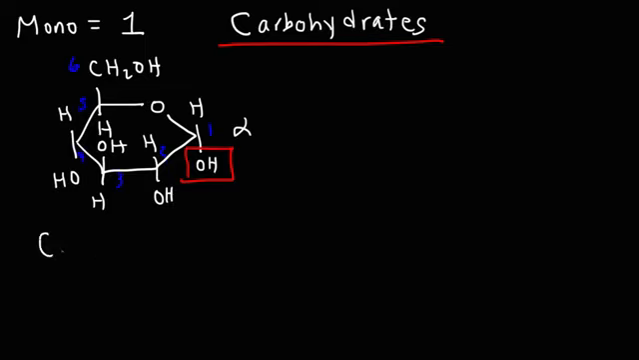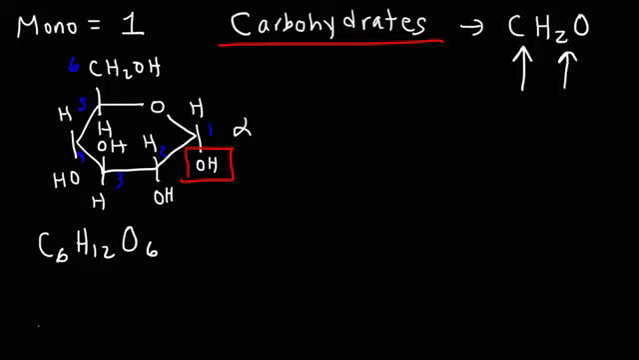The chemical formula for glucose is C6H12O6. And it turns out that carbohydrates have the empirical formula C1H2O1. Thus, you can see the word carbon and hydrate. Thus, carbohydrates.